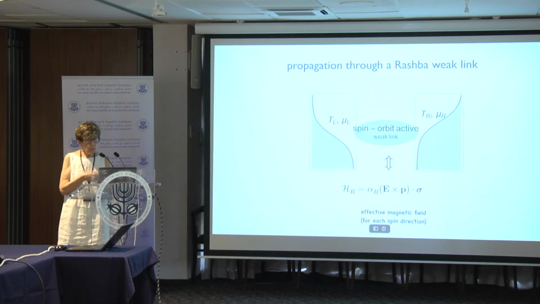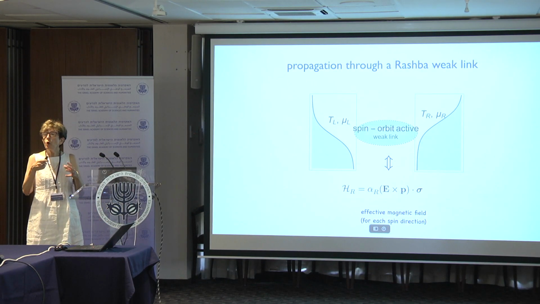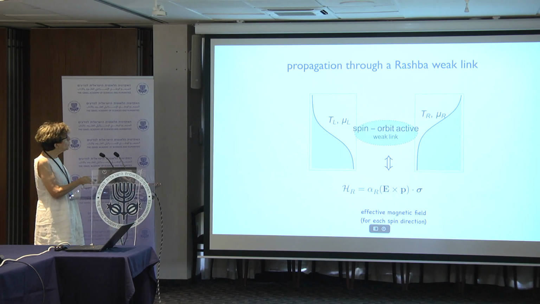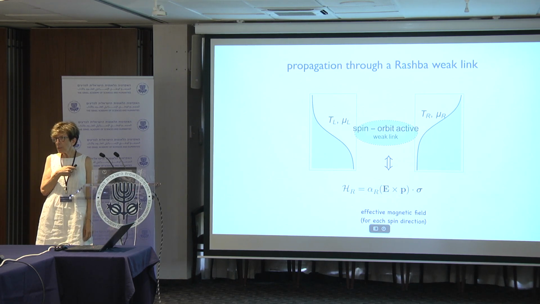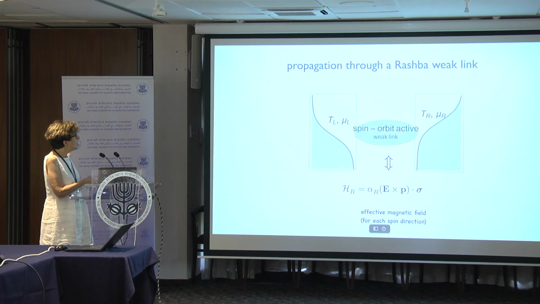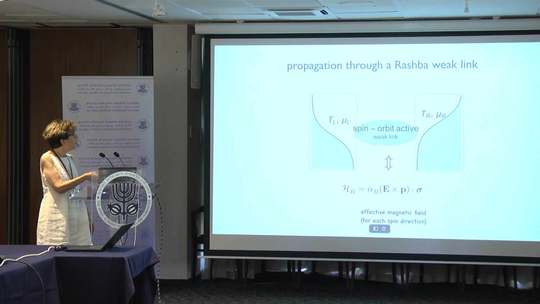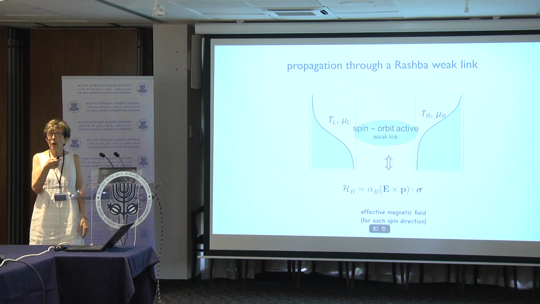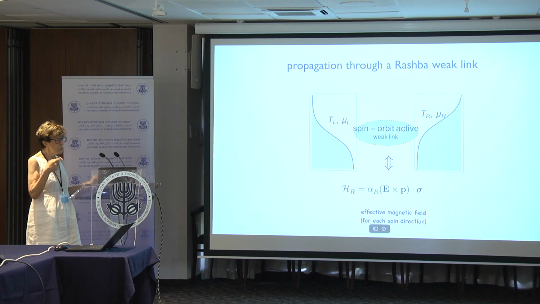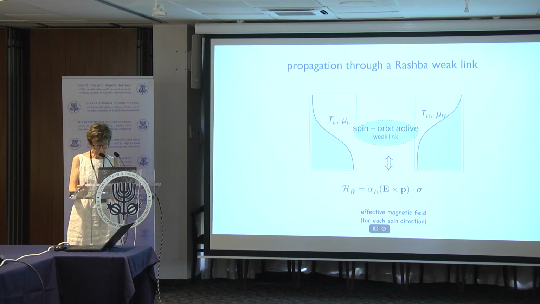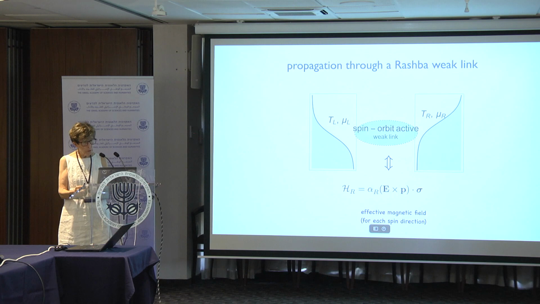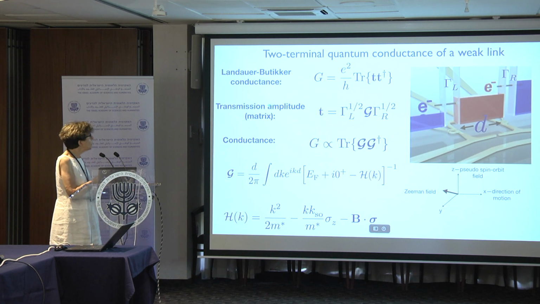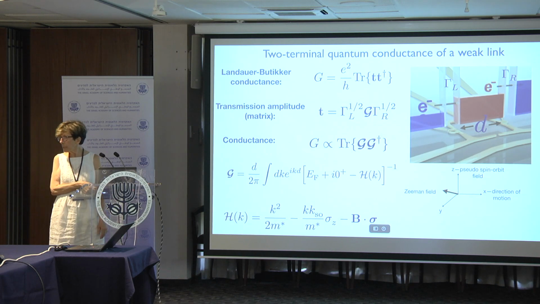But our point was that not by doing any interference experiment, just by doing a tunneling experiment, just by measuring the conductance between two terminals, we can probe the Aharonov-Casher phase. So this is what I want to show. So how can we do this? The idea is, let's calculate the conductance through this weak link.